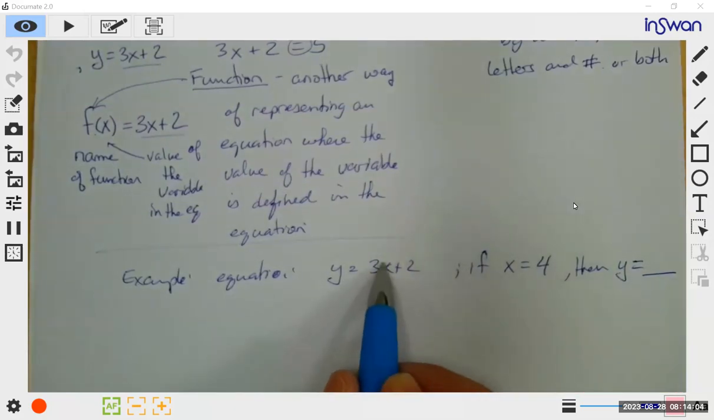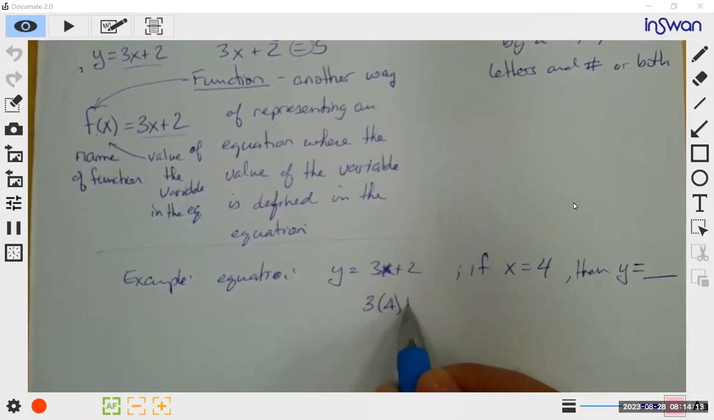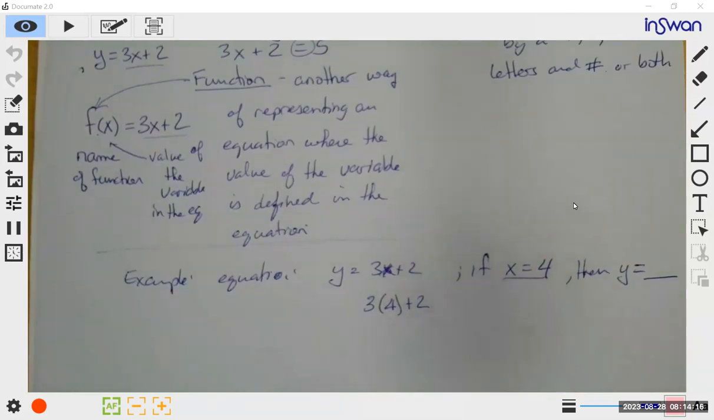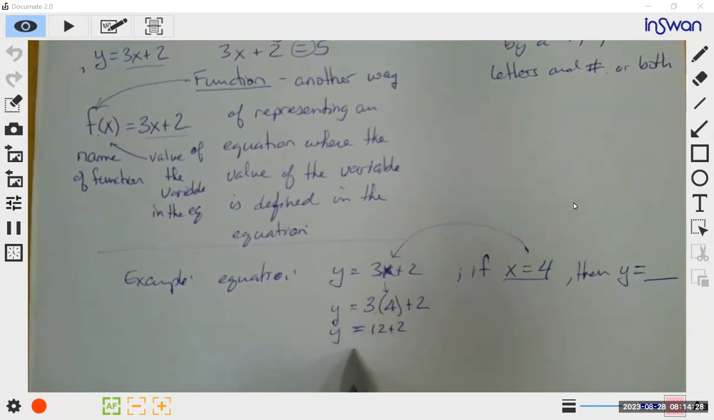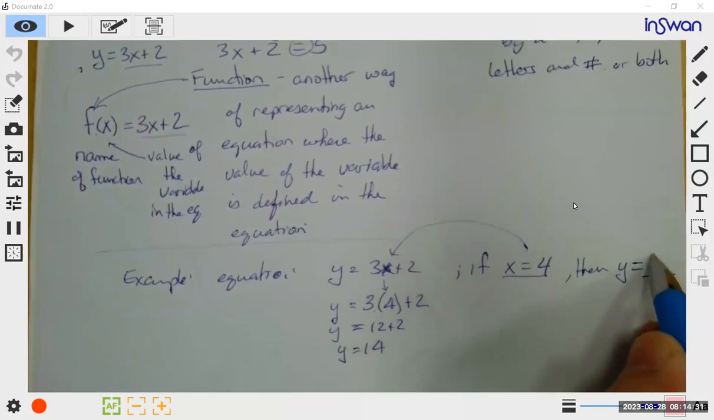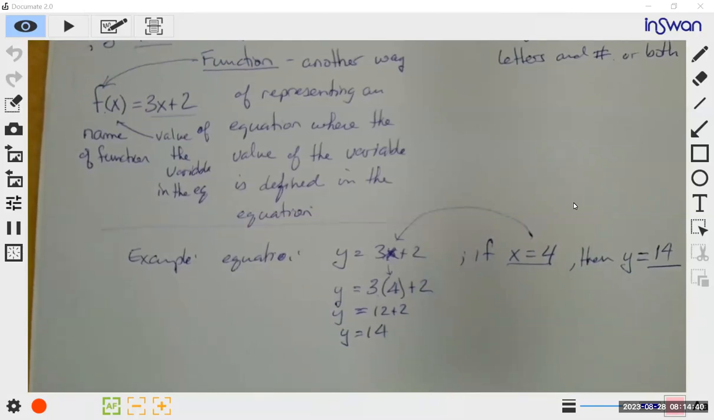Because what I did was I defined what the x was. I said x is 4. So anywhere I see an x, I put a 4. Three times 4 is 12, plus 2 is 14. So y equals 14. Pretty straightforward. That's a lot of writing.